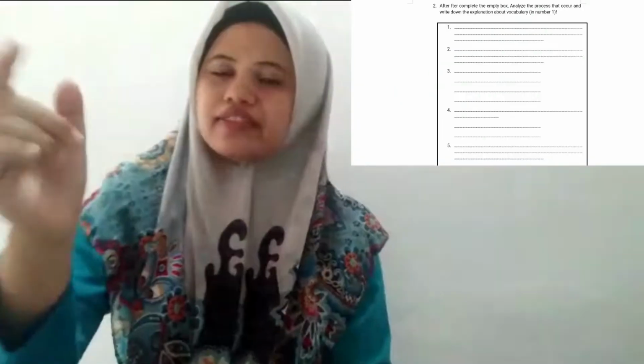Okay, number 2. After completing the empty boxes, analyze the processes that occur and write down the explanation about the vocabulary. You can look at number 1 to fill in the box in number 2. And the last box is for your reference. You can write your references from the internet, articles, and books in this box.